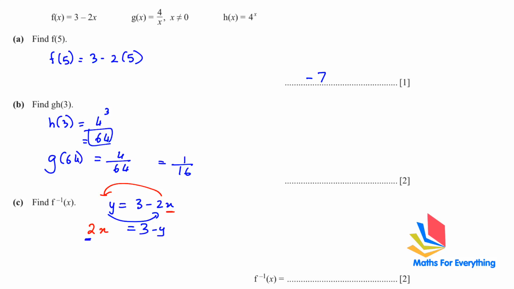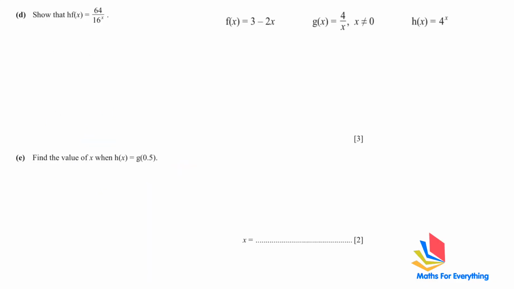And we still have a 2 with x, which we don't want. So divide the other side by 2. After this step, in place of x, write f inverse x and replace the y with x. So that's how you find the inverse.